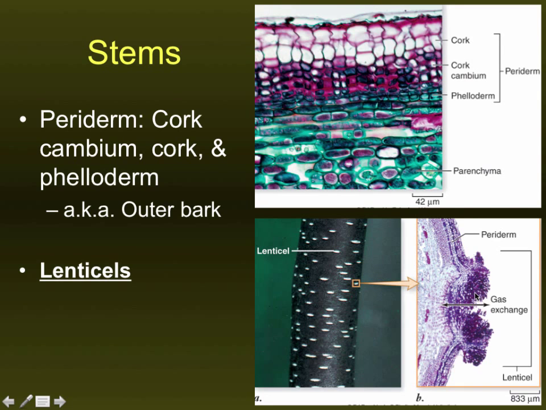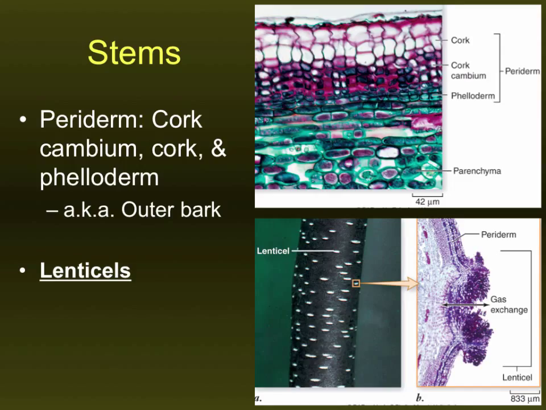Here's a close-up view of one where we see CO2 going in, oxygen going out, or vice versa, depending on where you are in the plant. That's going to allow for gas exchange. So lenticels are also important. And most plants produce these or have these at some point during their life, depending on how old they are. You may or may not be able to see them, but they do typically come with lenticels to allow for gas exchange.